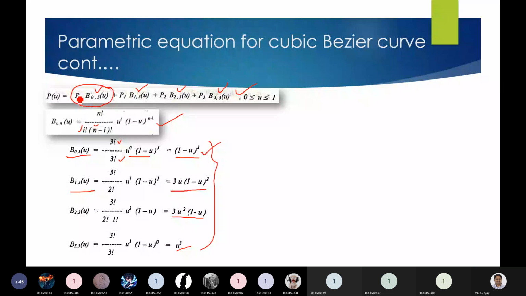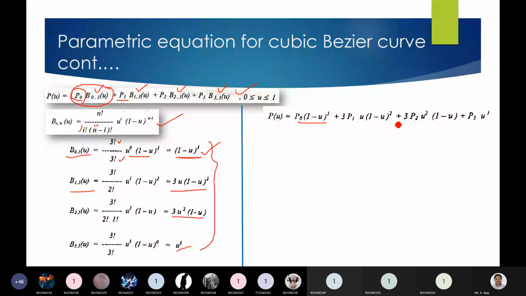Look at here, P naught multiplied by 1 minus u to the power of 3. Similarly, P1 multiplied by this 3u into 1 minus u square. The 3 is a constant, which is moving to the front. 3 P1 u into 1 minus u square. Similarly, that is how the entire equation goes. This is the final parametric equation of the cubic Bezier curve. Final parametric equation, okay. You should remember this equation.